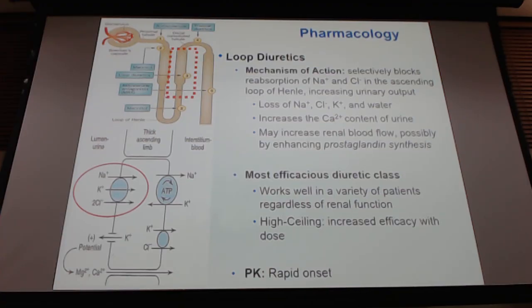It is the most efficacious diuretic class. It will work well in a variety of patients regardless of renal function, and it also has a high ceiling, so high doses increase efficacy with each dose. And it also has a rapid onset.